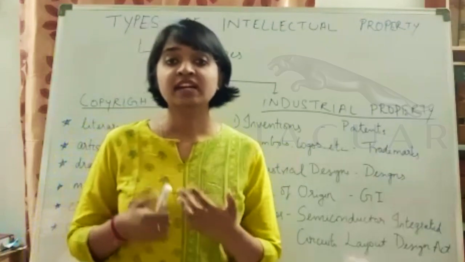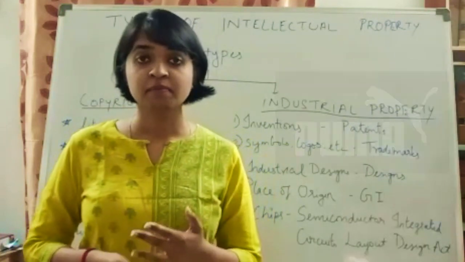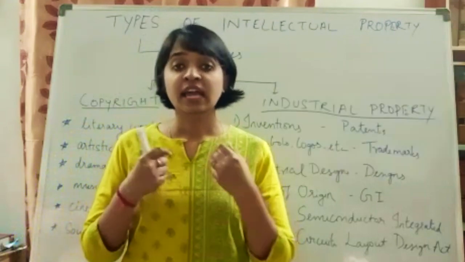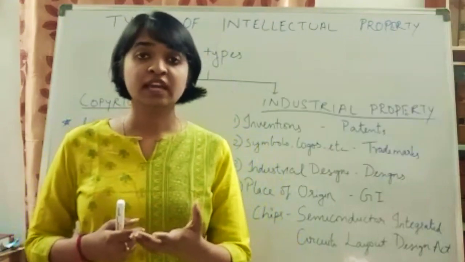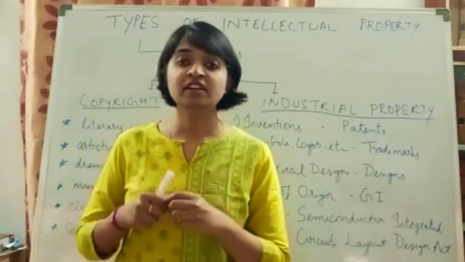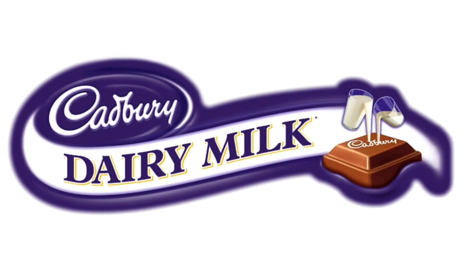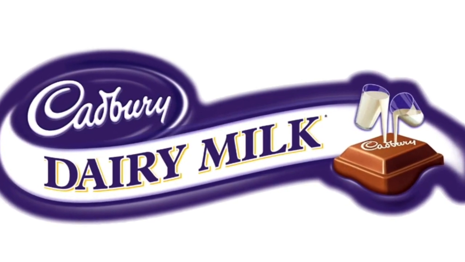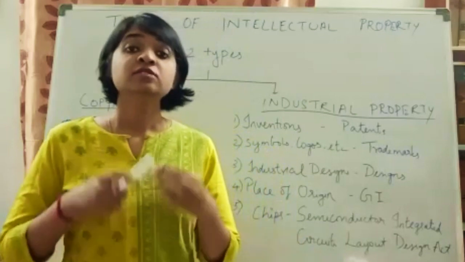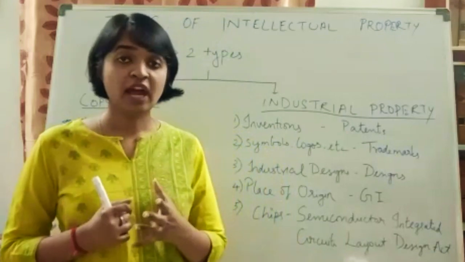Or how do you identify the Puma product? By seeing their logo. Or how do you identify any other product? You can take any kind of example for that matter. Take Dairy Milk chocolate. How do you identify? The way it is written, the 2 cups of milk and the way Dairy Milk is formed in between. So you identify that product, right? So that's how you're identifying it.